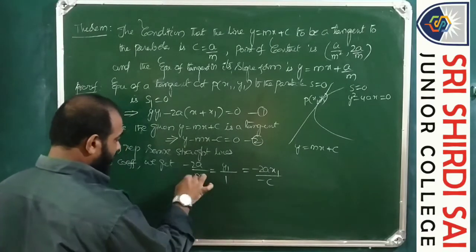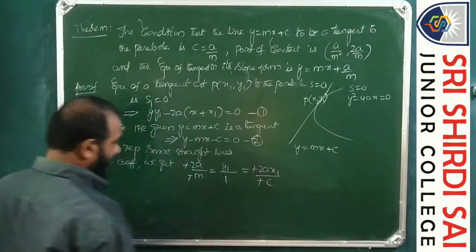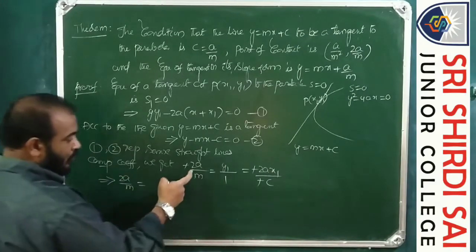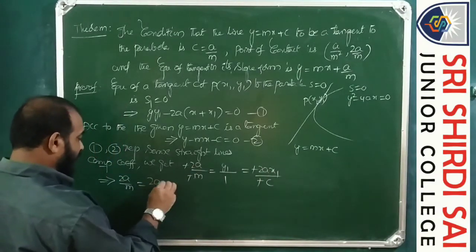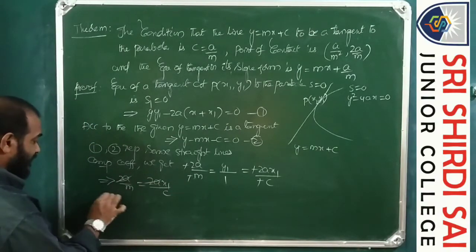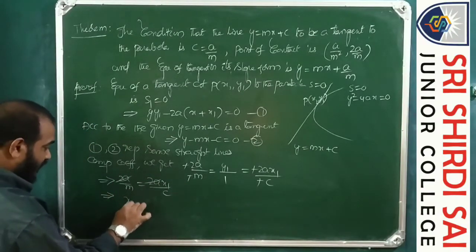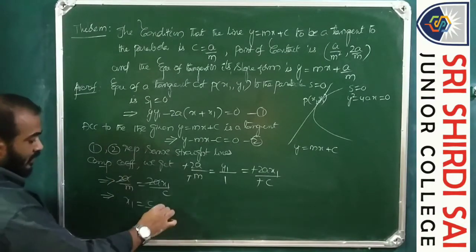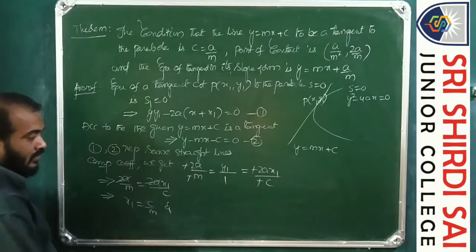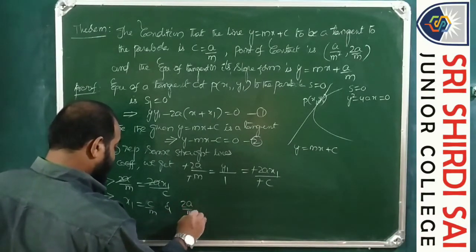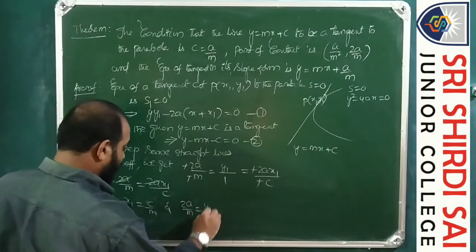So that is 2a by m equals 2a x1 by c. So 2a gets cancelled. So x1 is equal to c by m, and this 2a by m is equal to y1.